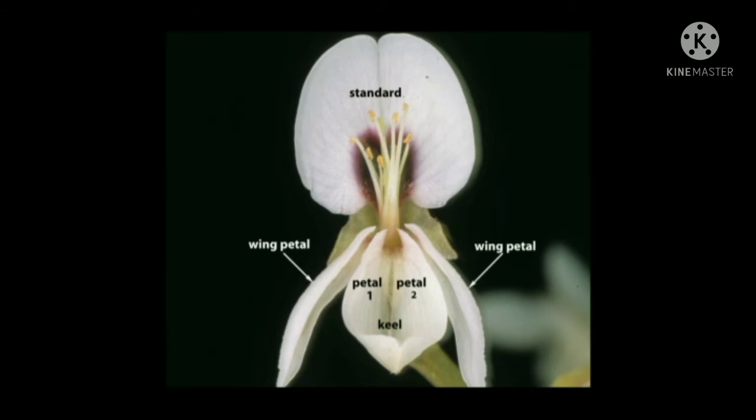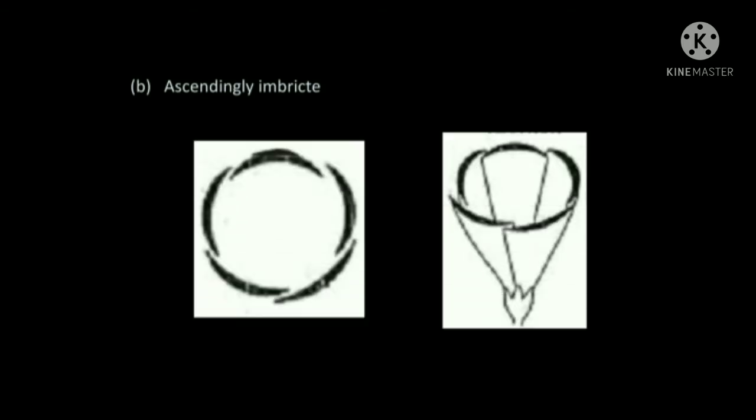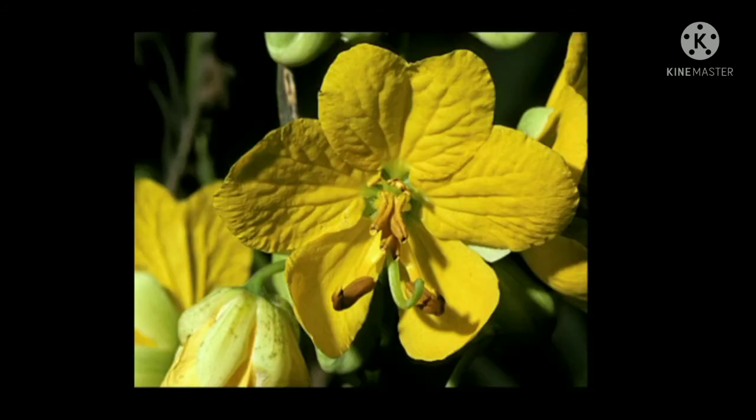In this, the posterior petal, which is the standard petal, is found completely outside, and the anterior petal, which is one of the keel petals, is found completely inside. The next type is ascendingly imbricate. It is found in the corolla of Caesalpiniaceae. In this, the posterior petal is completely inside and the anterior petal is completely outside.